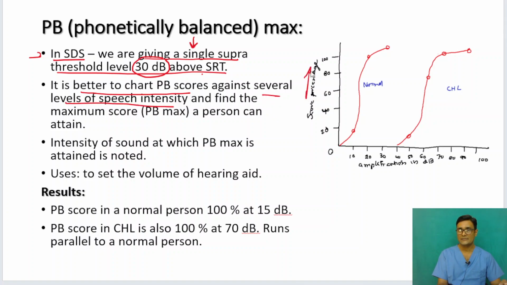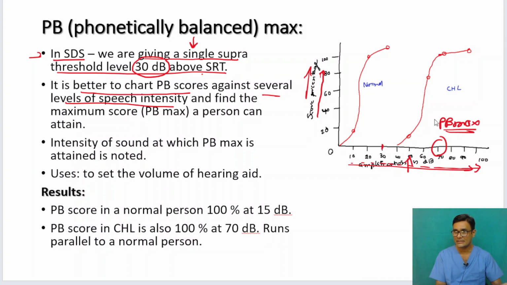So here is the score percentage. You are trying to chart the PB scores, or the phonetically balanced scores. Score means the number of words the patient repeats correctly. Instead of a single intensity, you test him across various intensities, and in the process you try to find out at which intensity the patient reaches his maximum score, the PB max. The SDS score is maximum at which intensity? We find that out by charting against a number of intensities.